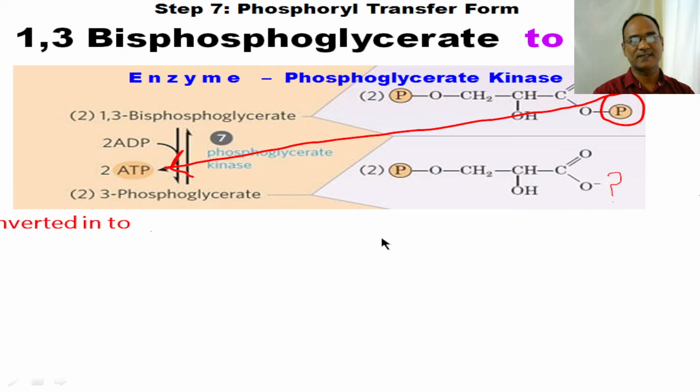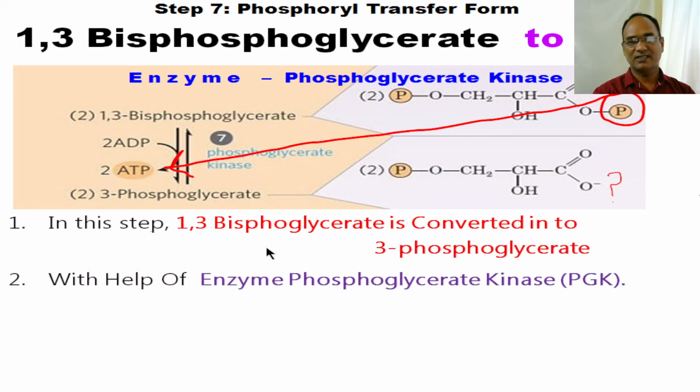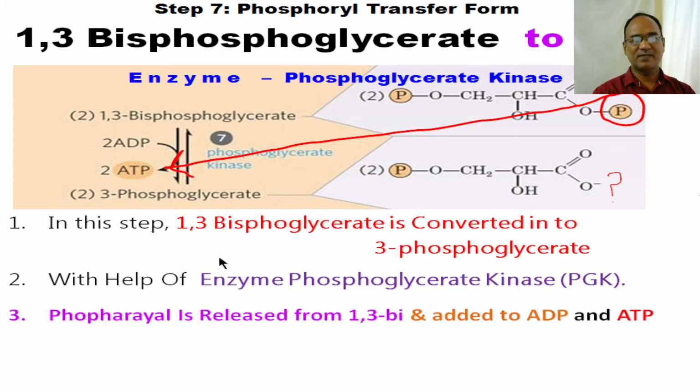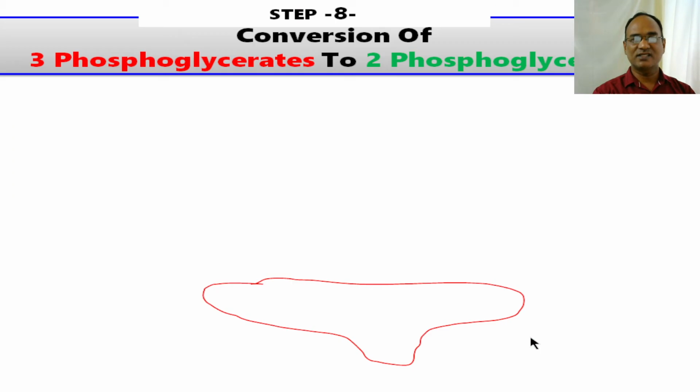This is the process. In this step, 1,3-biphosphoglycerate is converted into 3-phosphoglycerate with the help of the phosphoglycerate kinase enzyme, and the phosphoryl group is released from 1,3-biphosphoglycerate, and that one phosphate is combined with adenosine diphosphate and makes adenosine triphosphate. Again, remember in this step, 1 mole of glucose releases ATP molecules.